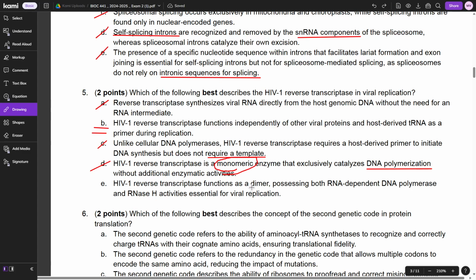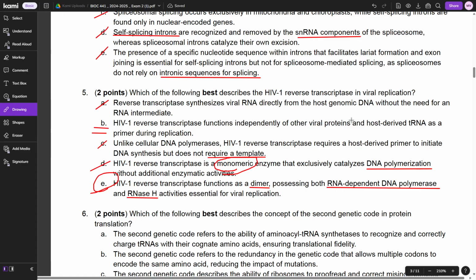Functions as a dimer. Okay, now we're talking. Because we've got a dimer possessing both RNA-dependent DNA polymerase and RNase H activity. Holy Christmas come early. E is the best answer here. So, reverse transcriptase functions independently of other proteins. I think E is just a better answer, right?